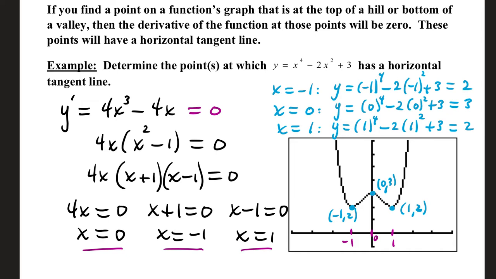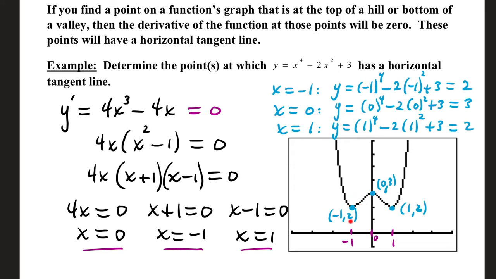Example: determine the points at which y equals x to the fourth minus 2x squared plus 3 has a horizontal tangent line. First, you take your function and you take its first derivative. The first derivative of this function is 4x cubed minus 4x. Now, in order to find a horizontal tangent line, you set that first derivative equal to 0.